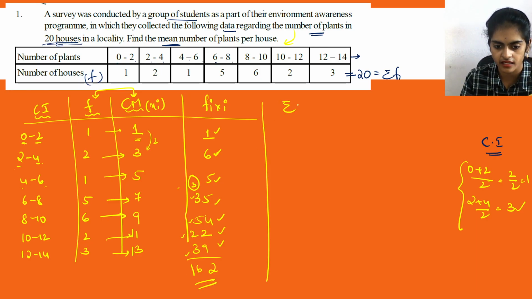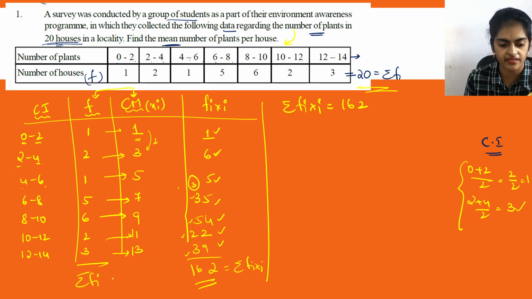So let me write it here. Sigma fi xi, you got it as 162. And what is sigma fi here? Just now I told you, sigma f is given as 20. The total number of houses is 20. Otherwise, you can also add 1 plus 2 plus 1 plus and so on, and you will get 20. So sigma fi is nothing but 20.